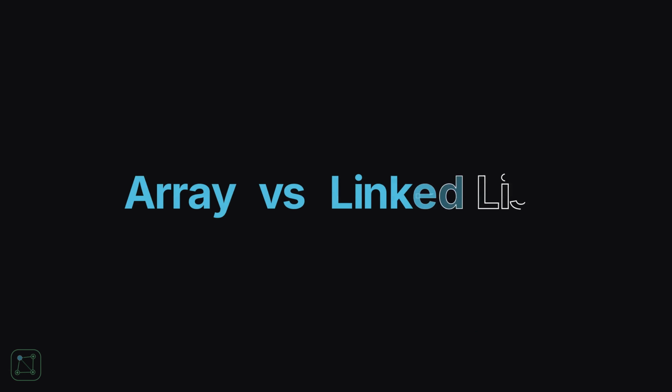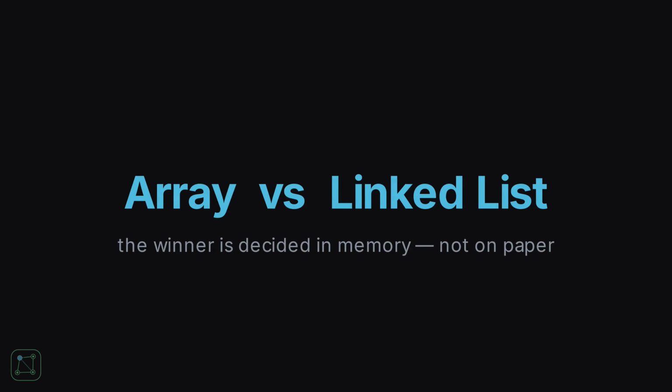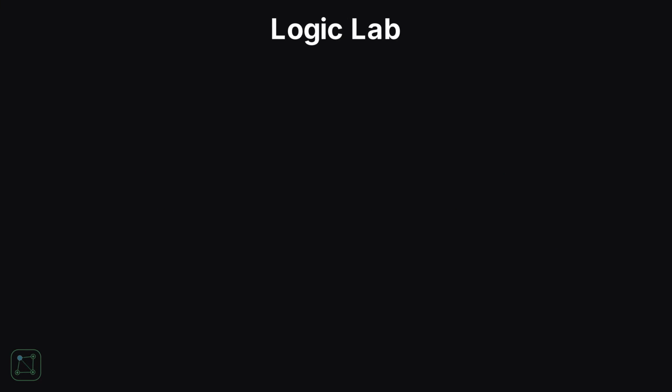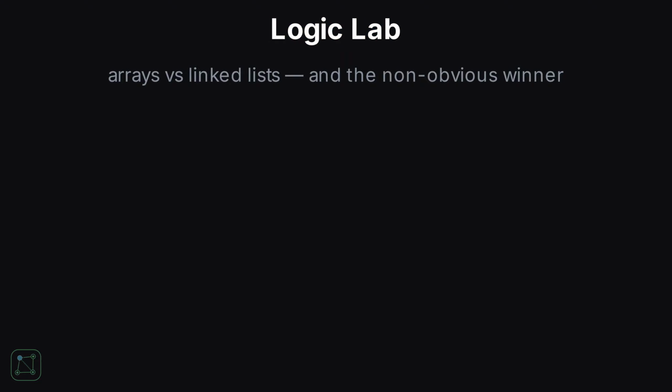To see why, we need to look at how these two structures actually live in your computer's memory, because the winner isn't decided by the big O on paper. It's decided by something the textbook leaves out. Let's dig in. This is Logic Lab, where computer science becomes something you can see. Today, arrays versus linked lists, and why the obvious choice is so often the wrong one.